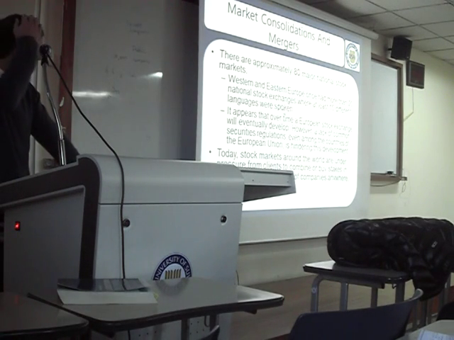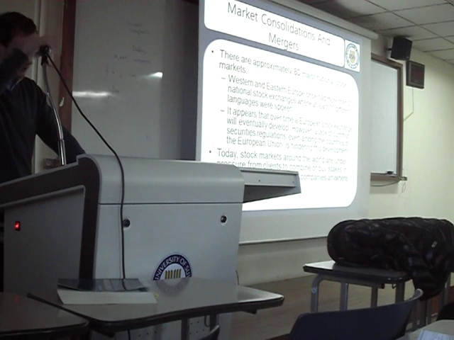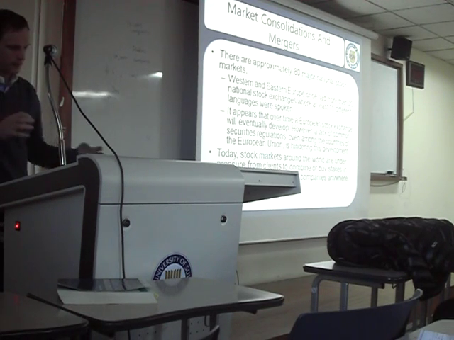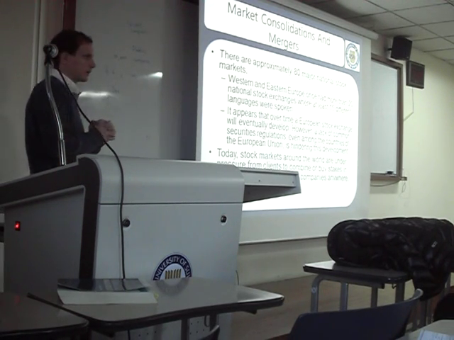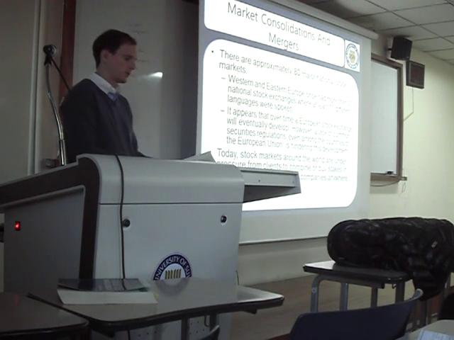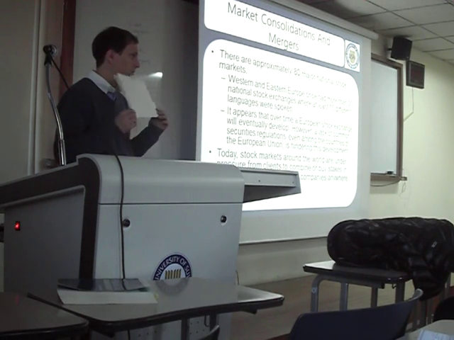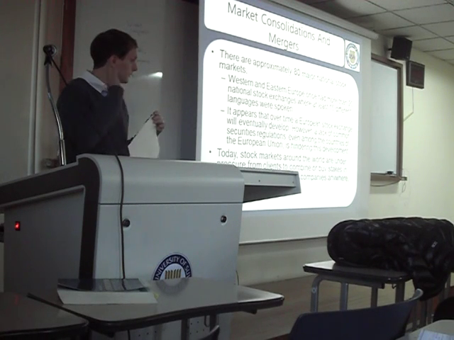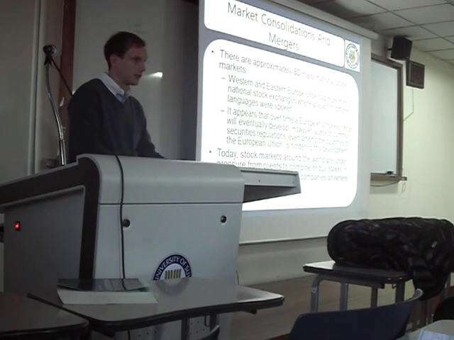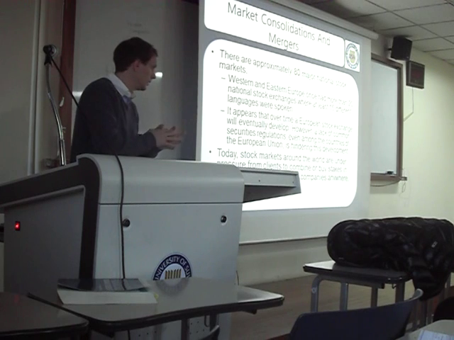There are about 80 major national stock markets in Western and Eastern Europe. Every country has their own stock market in Europe, right? What's the name of the stock index in Germany, the main stock index? We're going to look at it in a minute. Do you know, in France, in London, the name of the index? FTSE in London, right?